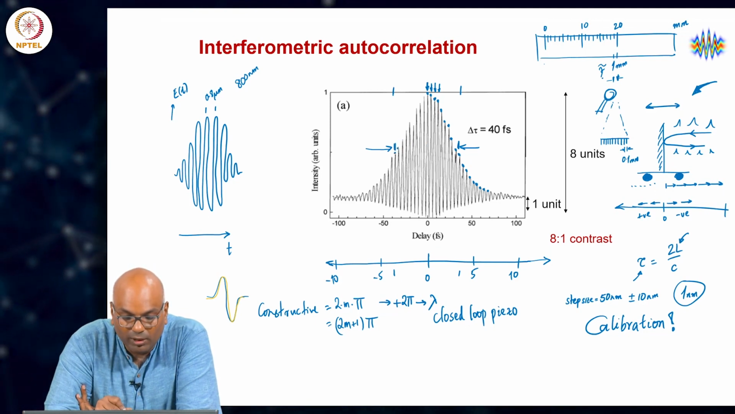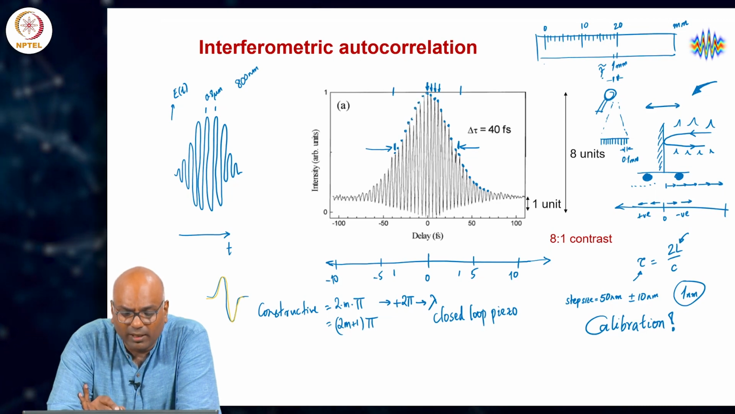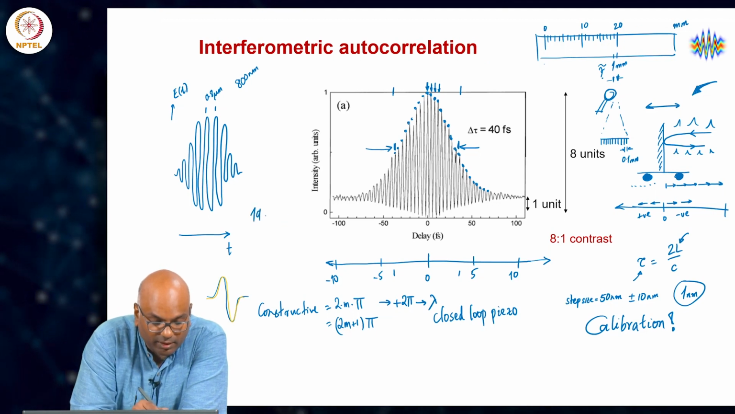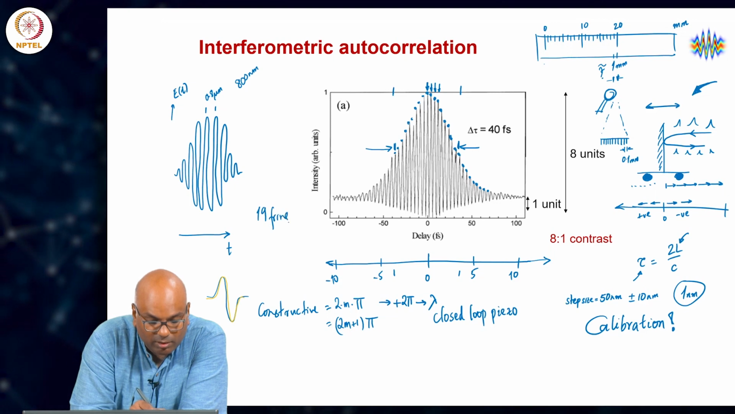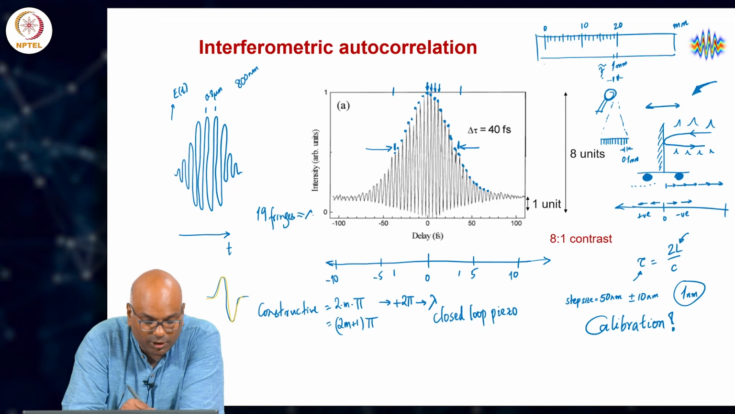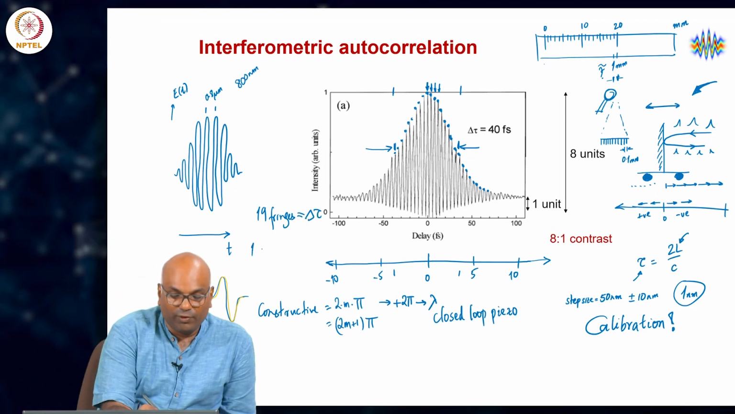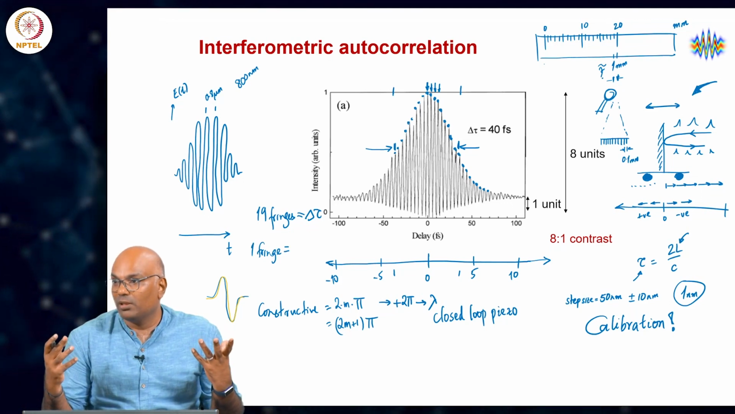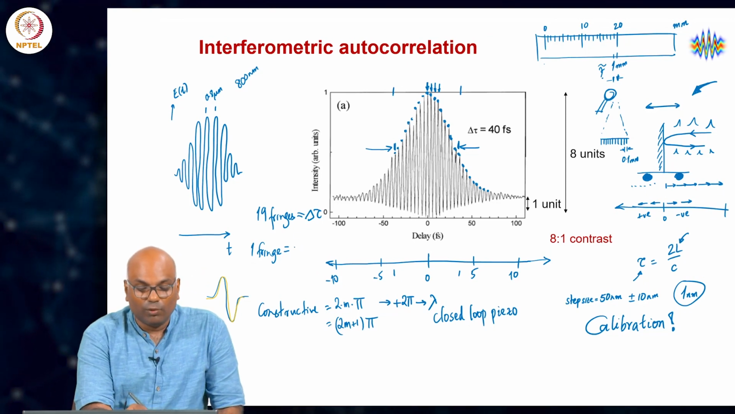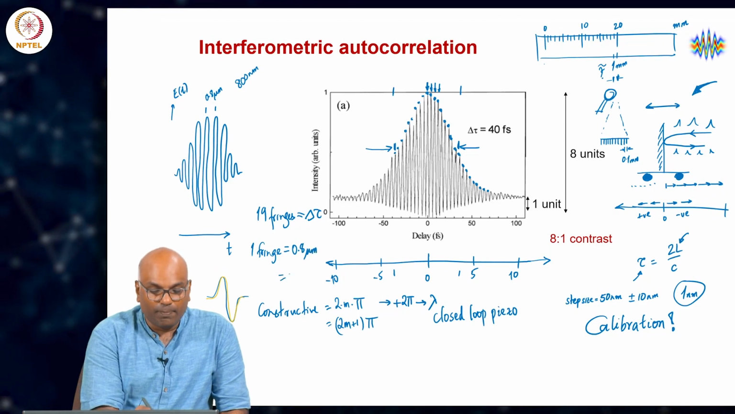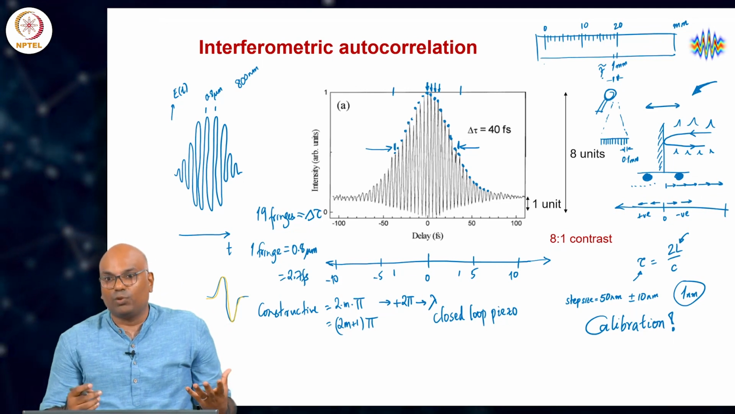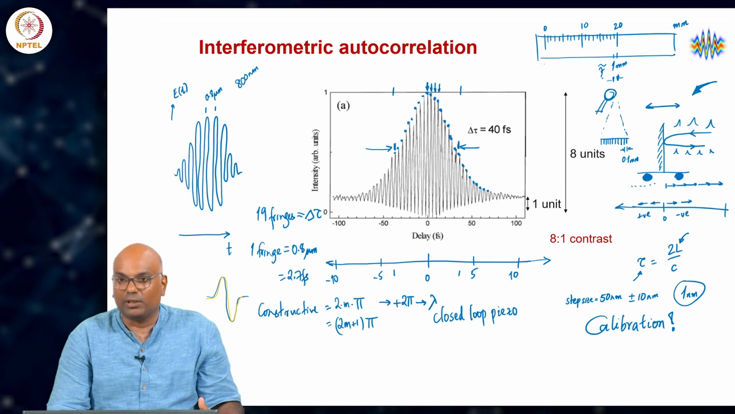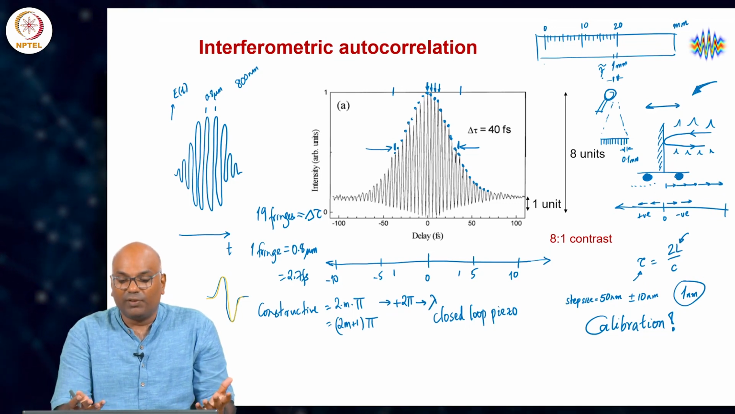In order to know the full width at half max, I just need to do the following. I need to go from here 1, 2, 3, 4, 5, 6, 7, 8, 9, 10, 11, 12, 13, 14, 15, 16, 17, 18, let us say 19. So, 19 fringes constitute my delta tau. Each one fringe, if I know the central wavelength of the laser, say 800 nanometers, I know that one fringe would be 0.8 microns, or converting this to time, 2.7 femtoseconds. So, 19 times 2.7 femtoseconds, take it as 20, is 54 femtoseconds, cycle to cycle. So, 54 femtoseconds is the delta t.